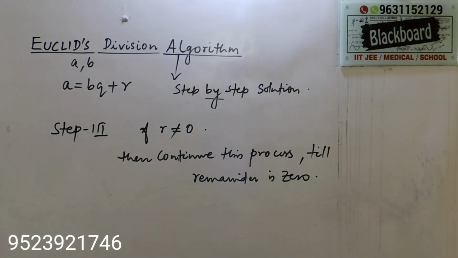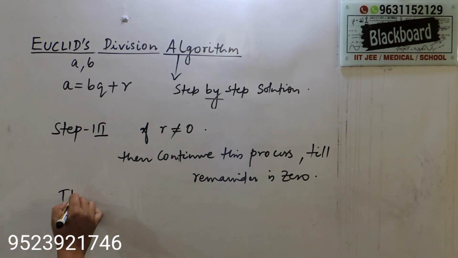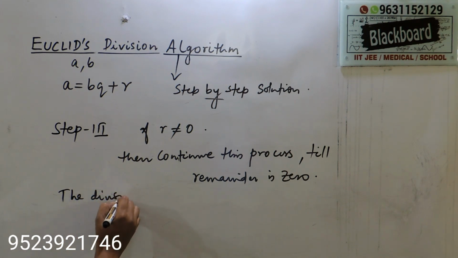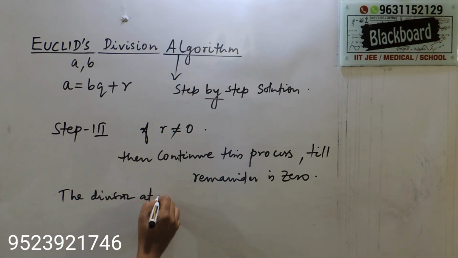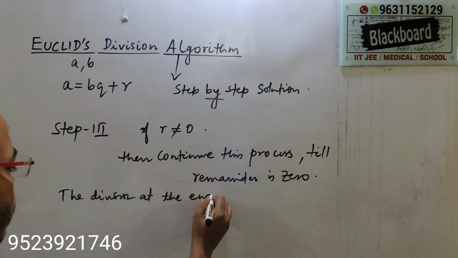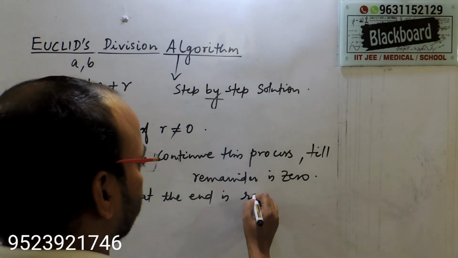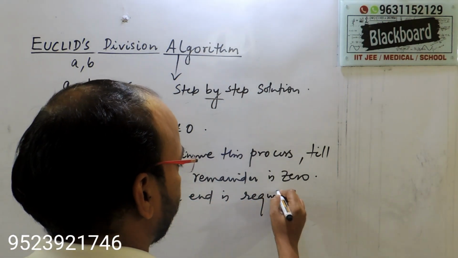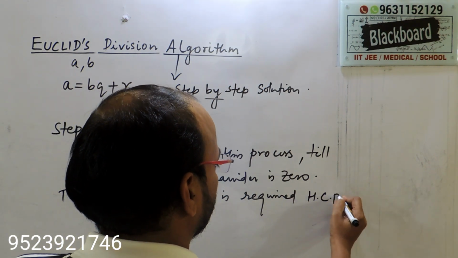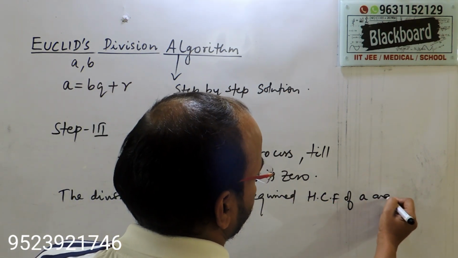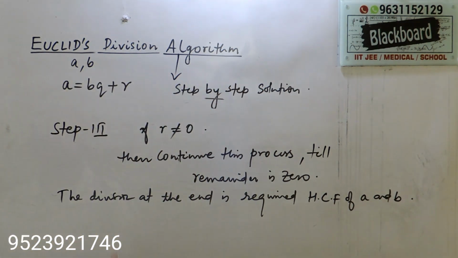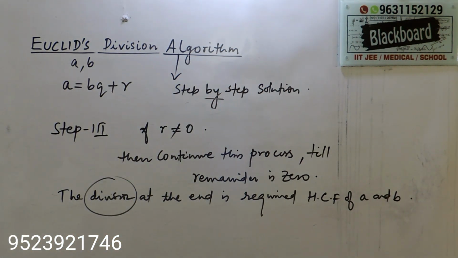Now the divisor at the end will be the required HCF of A and B. Finally, your divisor is your HCF of A and B. Now let's take one example.